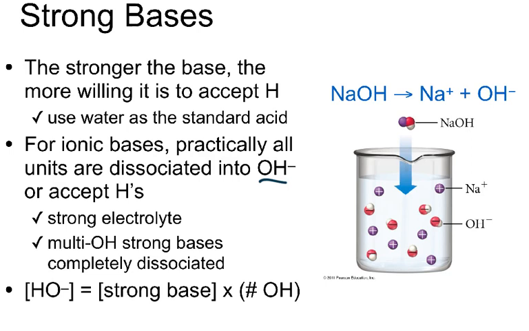And this part's important, multi-OH strong bases completely dissociate. So things like MgOH2, you're going to get 2 hydroxides for every unit of that you dissociate. So like it's showing here, the OH minus concentration is the strong base concentration times that number.